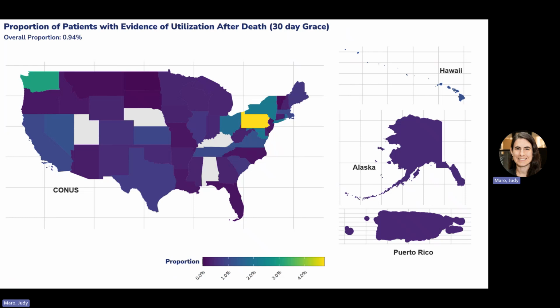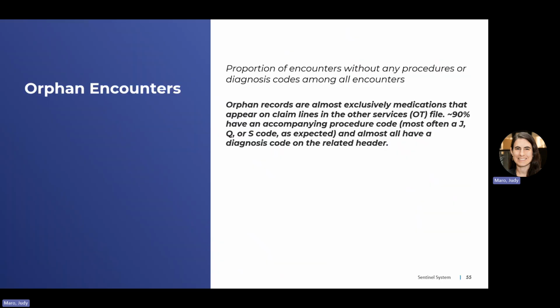You could see here that Pennsylvania is a particular outlier amongst all the other states in having late arriving data, or evidence of utilization that appears after a patient's death.